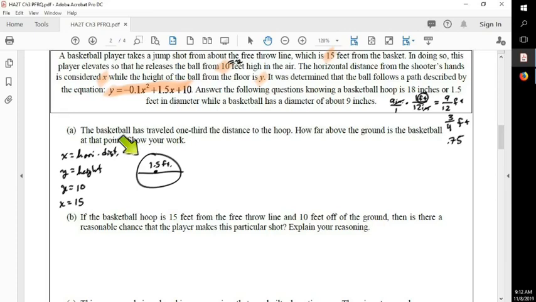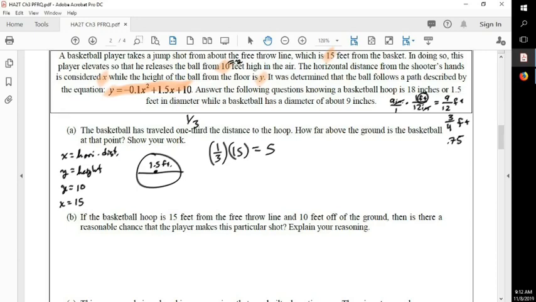Okay, now let's read our first question. The basketball has traveled 1/3 the distance to the hoop. Okay, 1/3 is probably important there. I'm just going to write 1/3 above it. All right, it says, how far above the ground is the basketball at that point? Show your work. 1/3. How far is the basketball from the hoop? The horizontal distance? 15. That's 15. Okay, what is 1/3 of 15? So I have 1/3 times 15, and you guys know that's 5, because it'd be 15 over 3, you get 5.